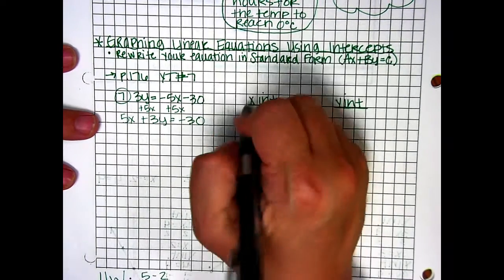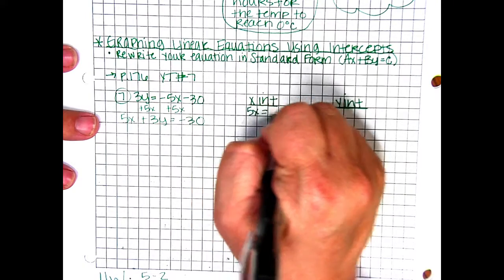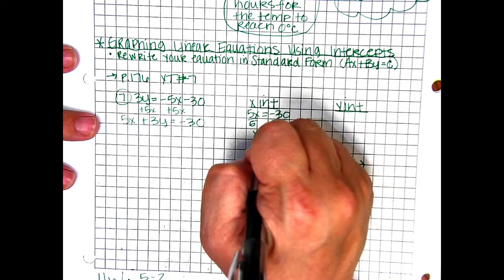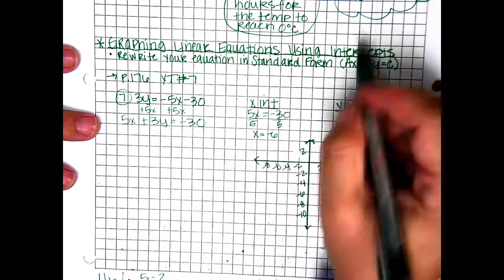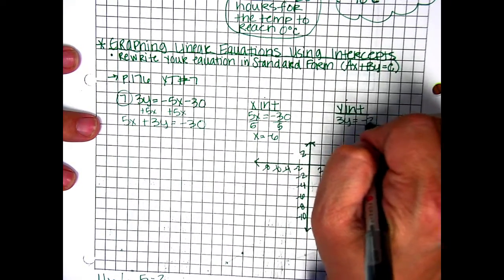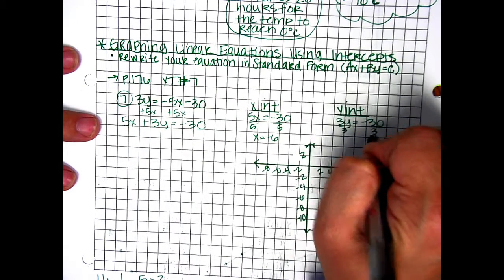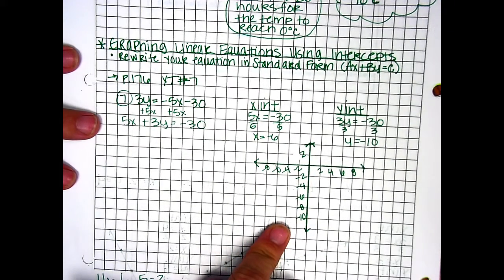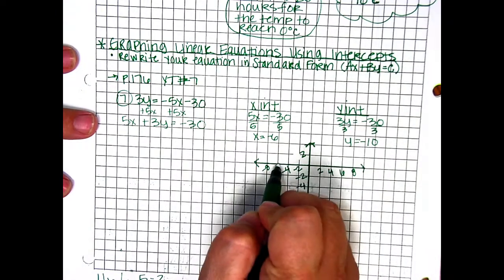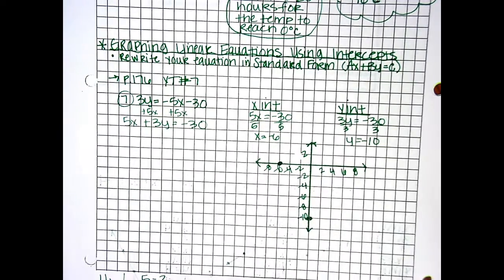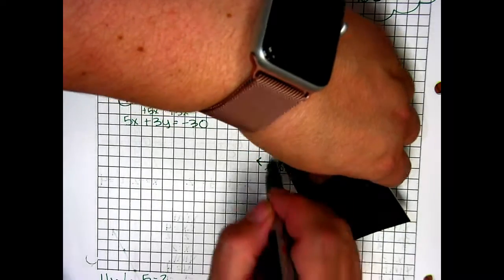To get the x-intercept, I'm going to use 5x equals negative 30. Divide by 5, and x equals negative 6. For my y-intercept, it's 3y equals negative 30. Divide both sides by 3, so y equals negative 10. In my graph here, I drew it by 2's, so it doesn't end up gigantic. x is negative 6. My y value is negative 10. And again, connect the dots.